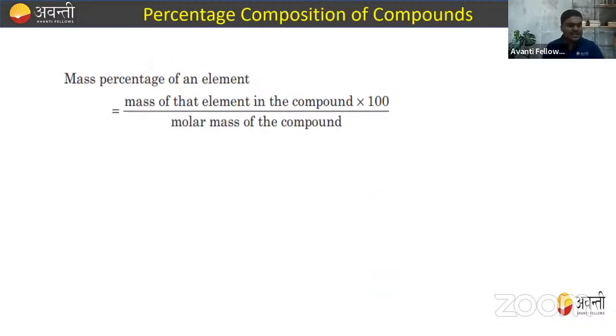Okay, so I hope this is clear to all of you. That is how you will calculate this thing. The next thing is mass percentage, that is the percentage composition of the compound. So how will you calculate the percentage composition of the compound?